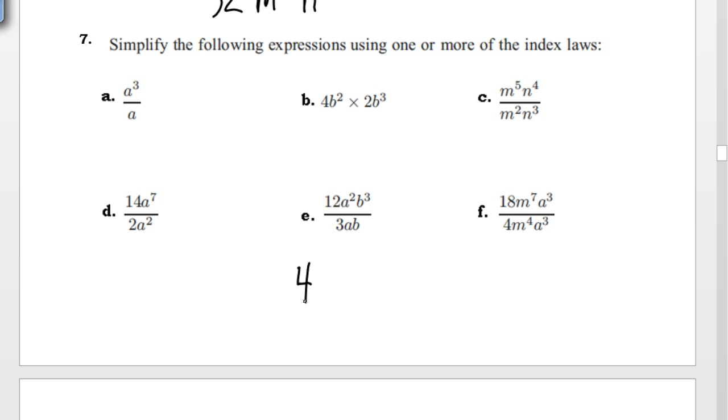Now I'm going to look at the A's. I have an A squared on top and a plain A on the bottom. Now what we need to remember is that invisible 1. If it's just an A, there's a 1 on that A. Same thing with the B. There's a 1 on the B as well. So I have an A squared on top and an A to the 1 on bottom. Quotient rule tells me to subtract my exponents. So A squared minus A to the 1 is A to the 1. B cubed on top, B to the 1 on bottom, 3 minus 1 is 2. I'm going to simplify this because we normally don't write a power of 1, but it's really the same thing.